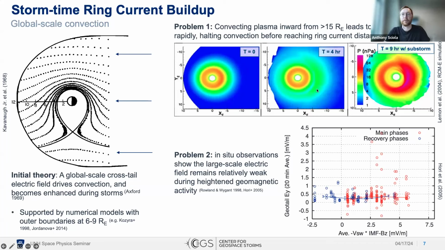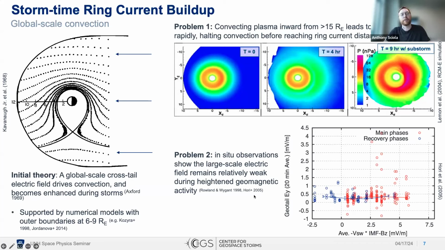So that's one problem with this theory, but I think this is also a really nice example of how, when you include a more self-consistent treatment and coupling with these other components of the system, you can get very different conclusions from your modeling.